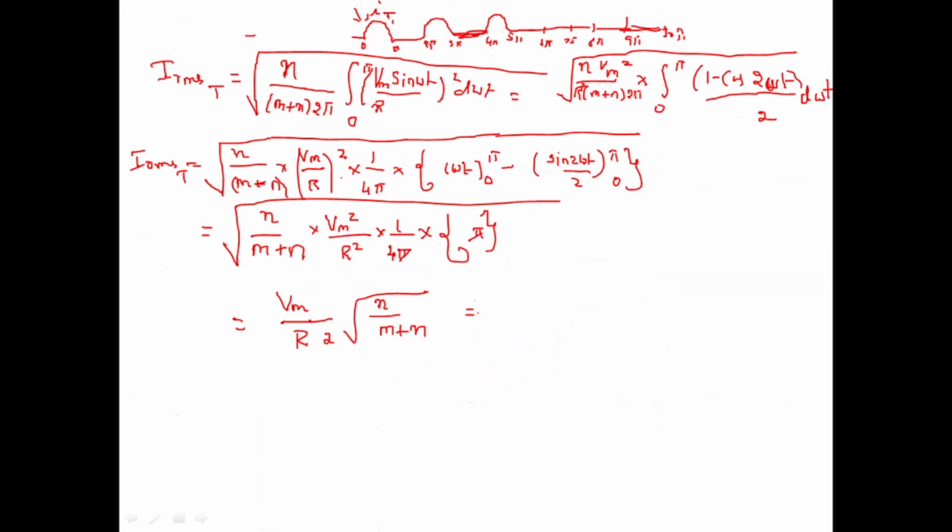This is the formula. So what is Vm in our problem? 120 into root 2 divided by 10 ohm, then n is 25, m is 75, so n by m plus n is 25 by 100. So what is the value? You will get a value very near to 1.24 amps. This is the textbook answer. You can check whether it is correct. So in this way we have calculated the RMS value of the thyristor current. Okay, thank you.